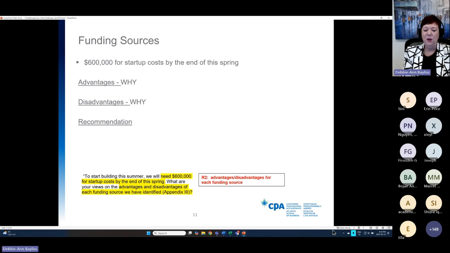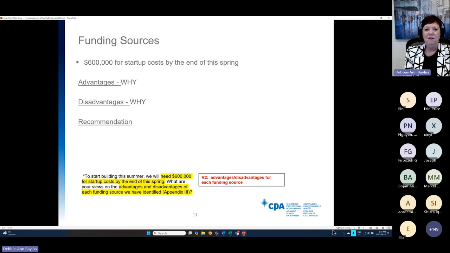So the next paragraph states that they need 600,000 for startup costs by the end of the spring. And they are asking us, please advise about advantages and disadvantages of each of the funding sources. Wonderful. Next required. Heading funding sources. I'm going to put in how much money they need and the time frame. And I know that I need to discuss the advantages, the disadvantages, and provide a recommendation. So let's put that structure in.